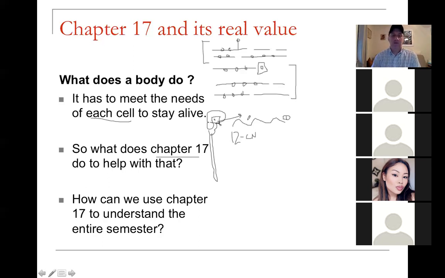But remember, I said it's the 12 cranial nerves, and now we need to figure out what those 12 cranial nerves are actually doing. You learned where they were located. You learned where their cell nuclei or their ganglia were located inside the body. But what I really hope is that by the end of this entire semester, you have this framework of where information acquisition has come from.